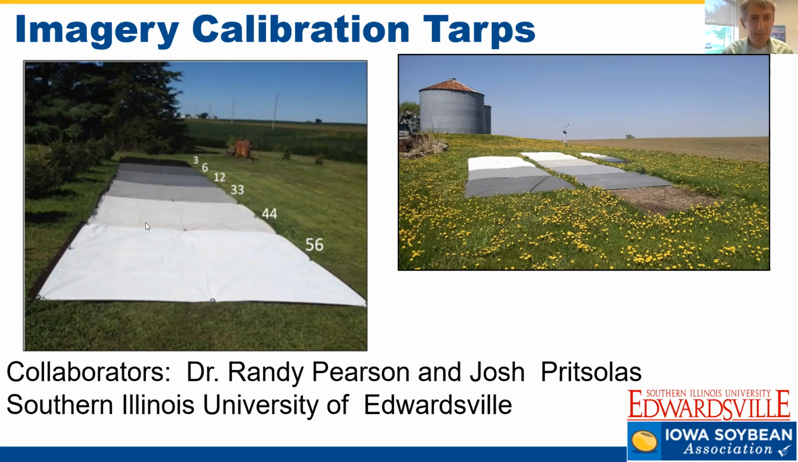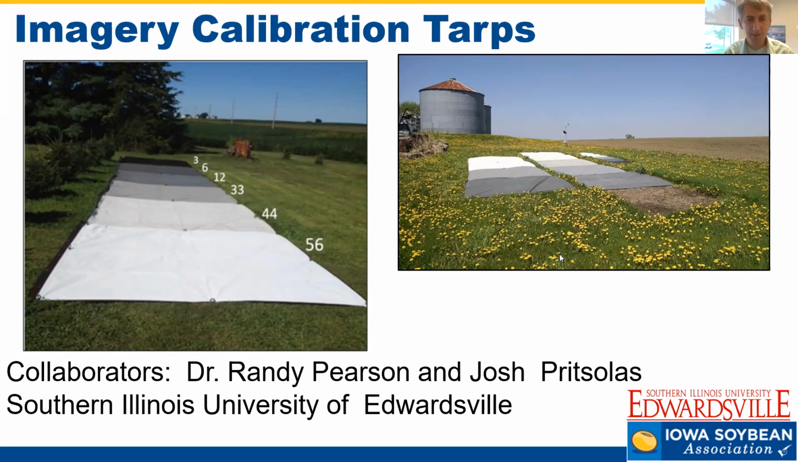These are tarps which have a known reflectance value. Originally, we bought only 3, 6, 12, and 33, and we quickly realized that it's not enough for calibration, because a lot of the time the real reflectance from the plant canopy and soil can be at different extremes. So we usually have different types of tarps: small, big, and medium.